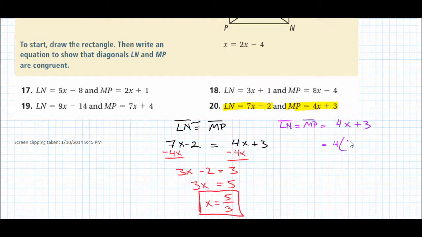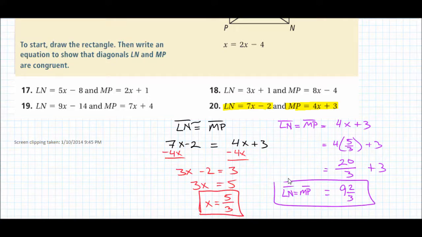Our x value is 5 over 3, so 4 times 5 over 3 is 20 over 3, plus 3. That reduces to 6 2/3. So 6 2/3 plus 3 would simplify to 9 2/3. So LN equals MP equals 9 2/3.